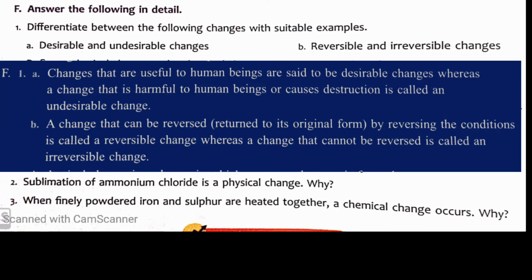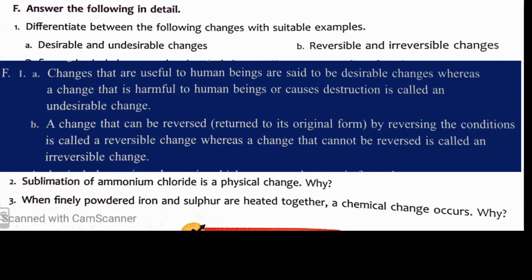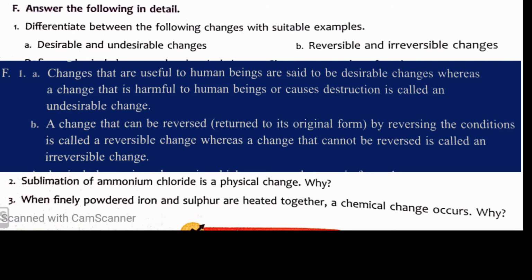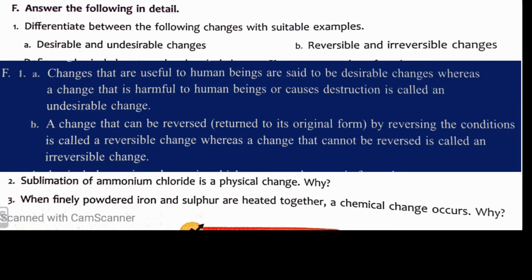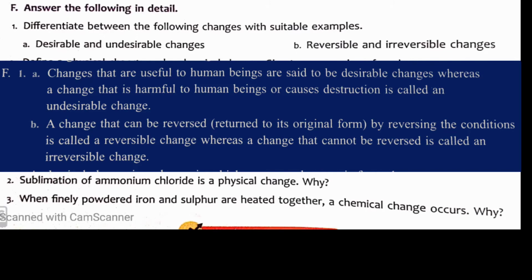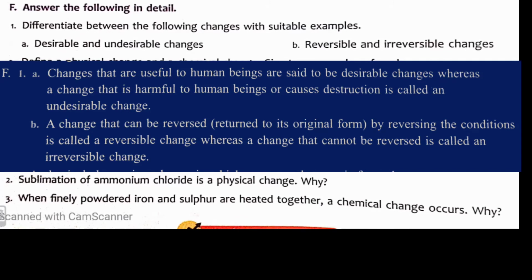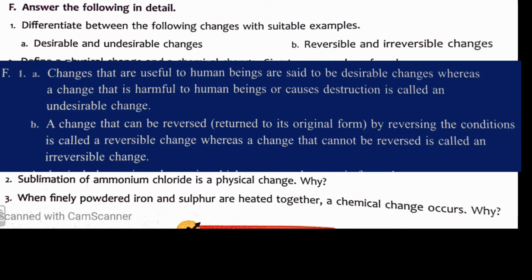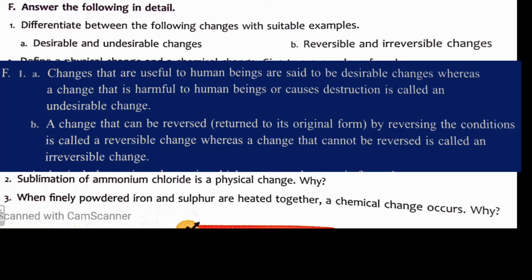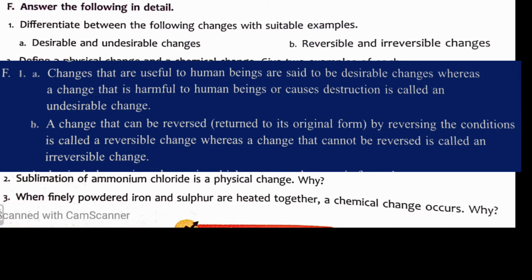First question is, differentiate between the following changes with suitable examples. A, desirable and undesirable change. B, reversible and irreversible change. So answer of A is desirable change. The changes that are useful to human beings are said to be desirable changes, whereas a change that is harmful to human beings or causes destruction is called an undesirable change.